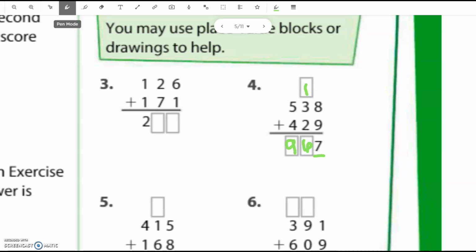Now I'm going to go backwards for this one. I have found my answer. Now I'm going to check with estimating. So 538 rounded to the nearest 100. Looking at this one, that would round it to 500 because it is 4 and below. If I rounded 400 to the nearest hundreds, that would stay at 400. So I know my answer is going to be somewhere around 900, and it is 967. So I checked with estimating. Make sure you wrote all that down.